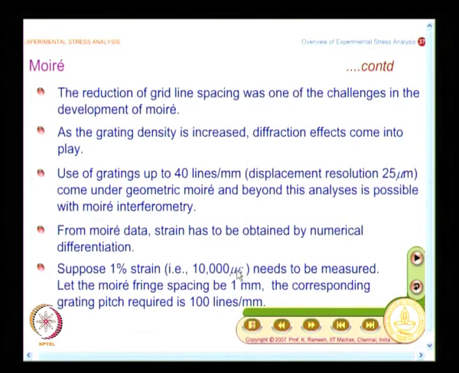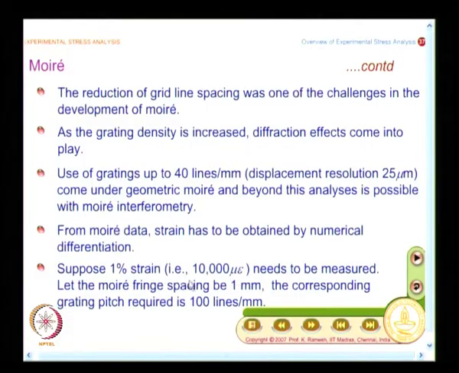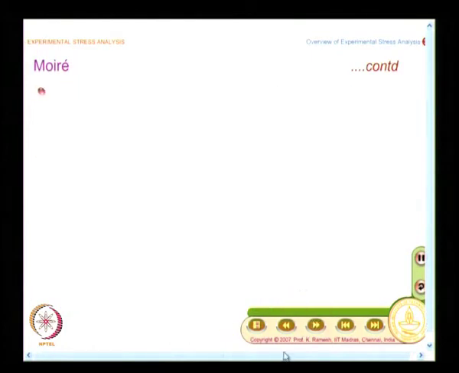Even when you want to measure very large strain, what you find here is you require 100 lines per millimeter. So, from 40 lines per millimeter, if you go to 100 lines per millimeter, which is very fine from the pitch point of view, the strain value is still very high. So, what you need to understand is Moiré is applicable for large strain problems comfortably. And we have also looked at what is the level of grating pitch that they could reduce.